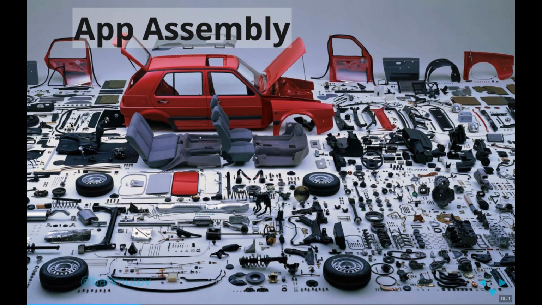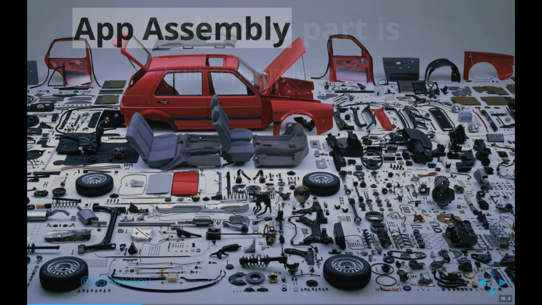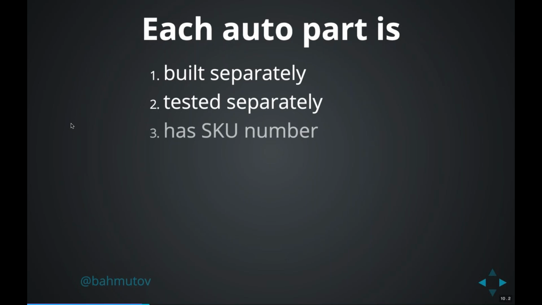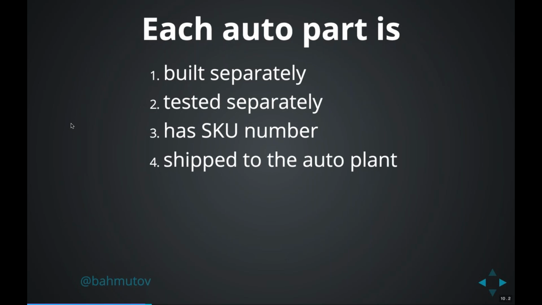Let's quickly compare how we create software to how we assemble a car. Each auto part that goes into a car is built separately, right? A single factory is not building both the windshield and the tires. Each part is tested separately. It has its own specifications. It has a number that tracks it. So if you need a part that performs according to specification, you just look it up by number. Each auto part is shipped separately to the auto plant, and then everything is assembled together.